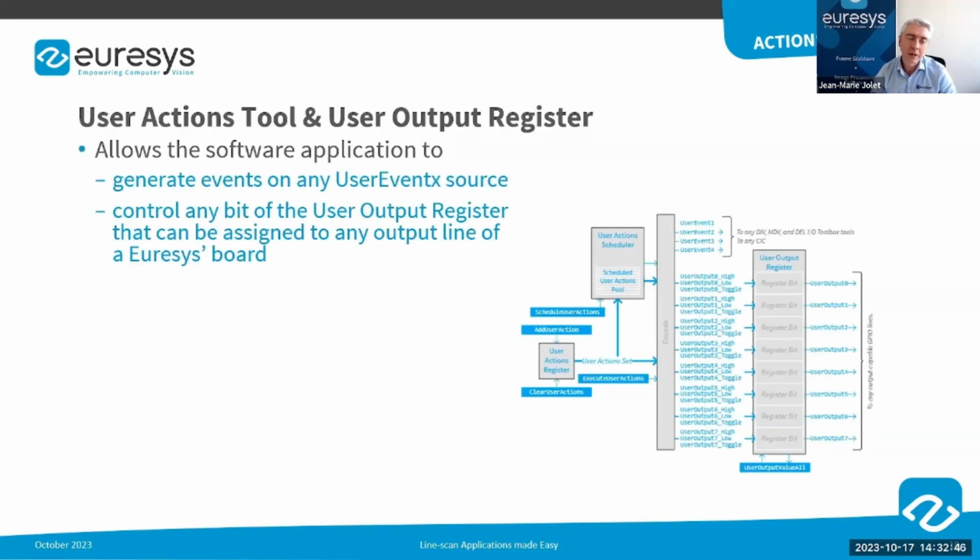The Euresys frame grabber implements one or several user action schedulers. Those action schedulers are used to trigger user events or to toggle the state of the board output lines at a predefined time. In case of line scan applications, the timing reference is again the encoder tick counter. As you can see, in line scan applications the encoder has a very important role to play. By changing the state of any output line of the frame grabber at a very accurate time, the user action scheduler allows control of the operation of external devices connected to the frame grabber.